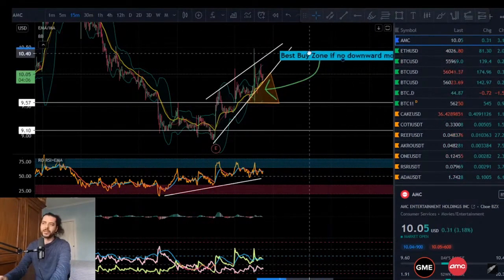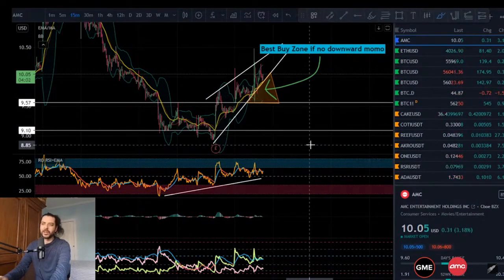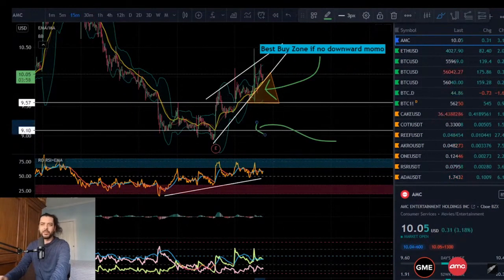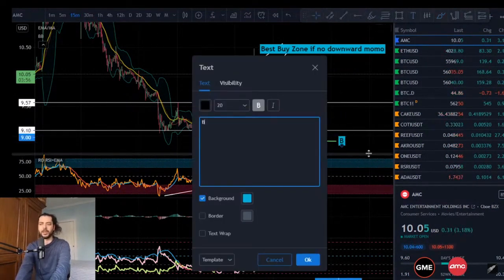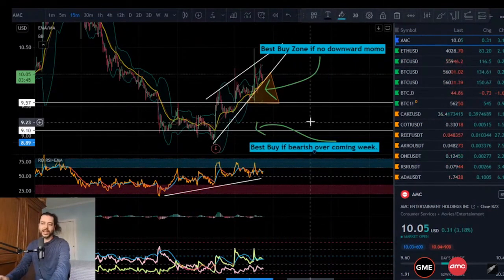So that's your best buy zone if there's no downward momentum. If we do actually get any sort of degree of follow through, then this area right here represents your best buy area in the medium term. So best buy if bearish over the coming week, right? So that's the best buy areas for us kind of sorted out, and that's all the negative stuff taken care of. Okay, so what have I done just there now?